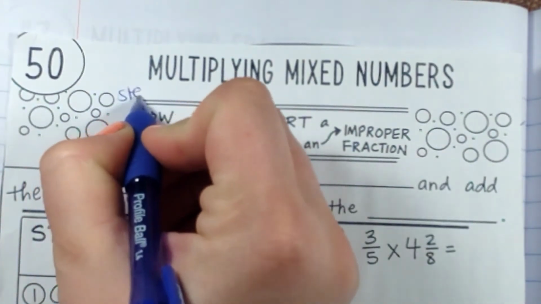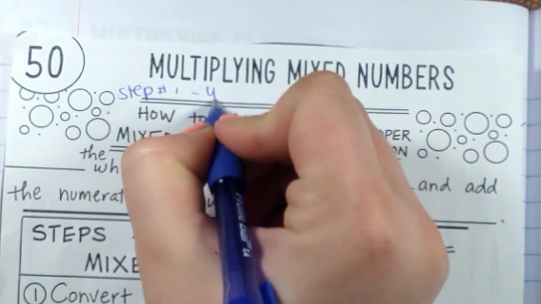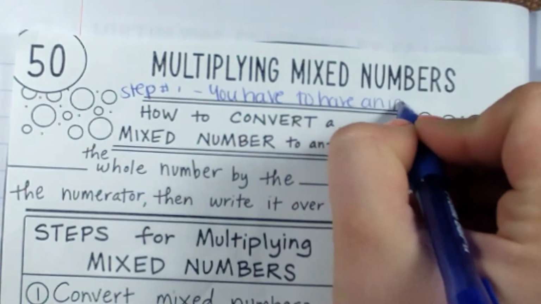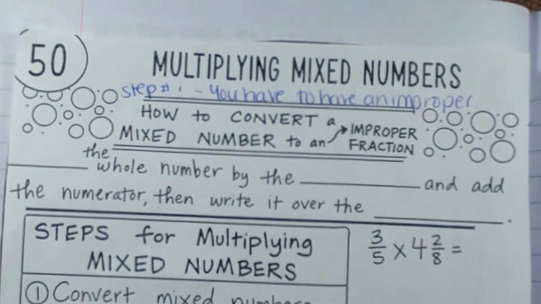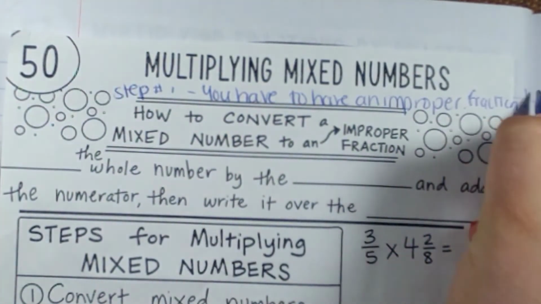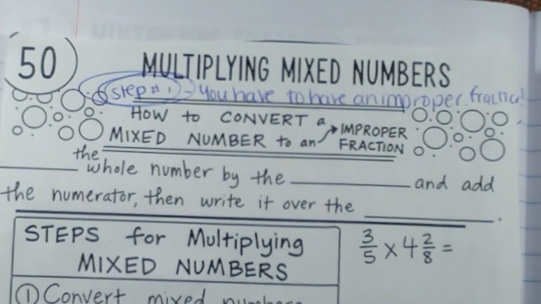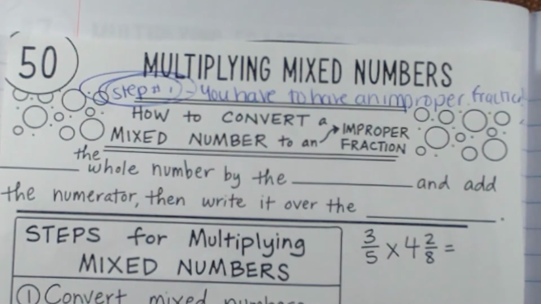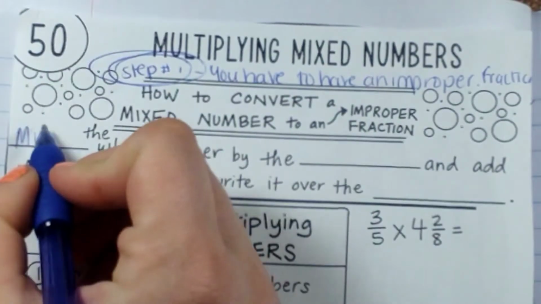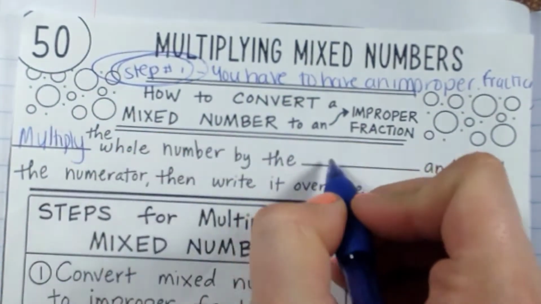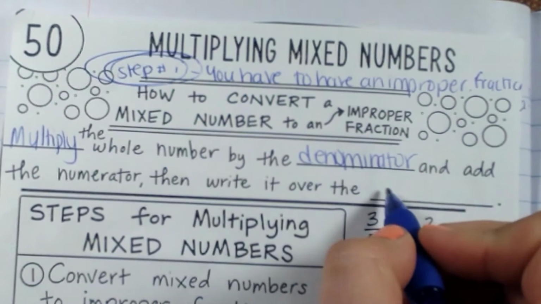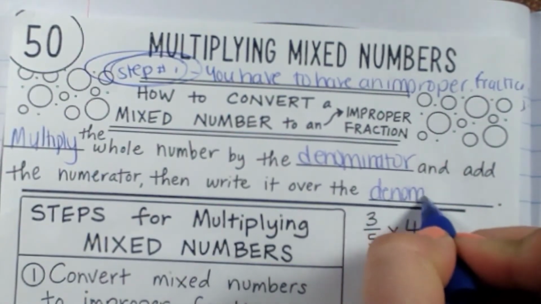This is step one. The first thing that you need to know is you have to have an improper fraction. You cannot multiply a mixed number times a mixed number. You have to have an improper fraction to multiply. That's the biggest thing to remember, okay? So what we're going to do is turn it into an improper fraction. As a review, we are going to multiply the whole number by the denominator, and then we're going to add the numerator, and we keep the denominator the same. Okay?